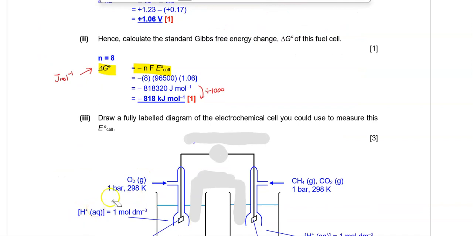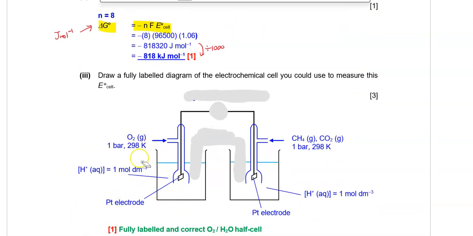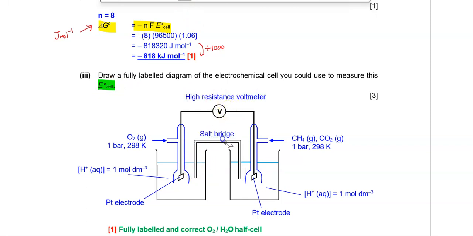So that will be your standard condition. Once you have your two half cells ready to measure this E naught cell, we need a high resistance voltmeter. And to complete the circuit, we need a salt bridge.